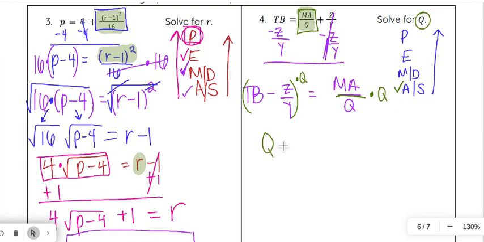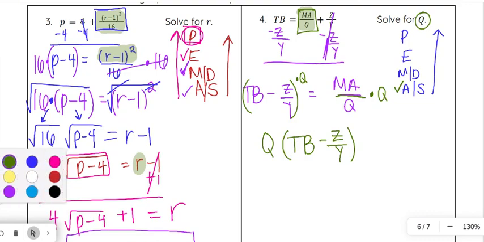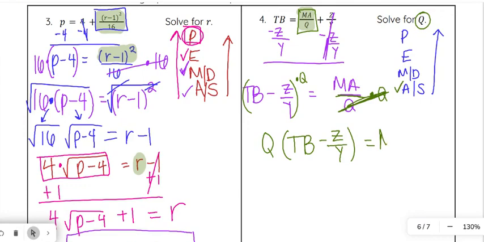So I'm going to write on the left side Q times TB minus Z over Y. Again, just like the 16 on the last example we did, I'm going to leave the Q out front for now, and not actually distribute it in, just because it will actually help us in the next step to do that. So we have Q times TB minus Z over Y equals, and then divided by Q and times Q undo each other, and we just have MA on the other side.